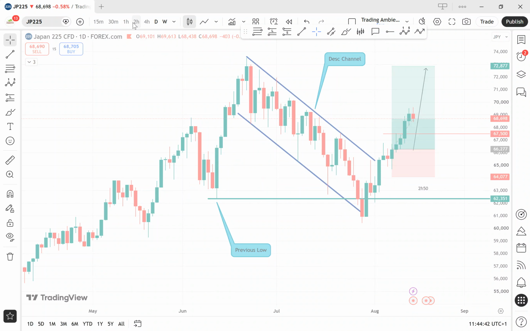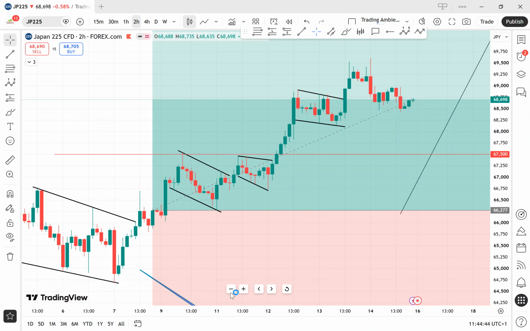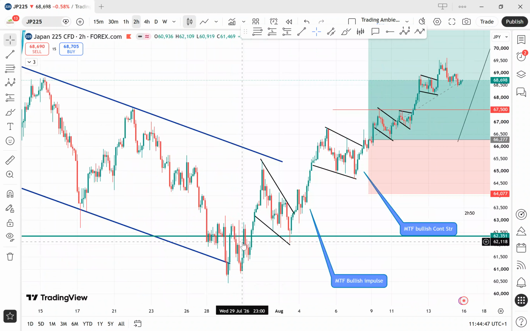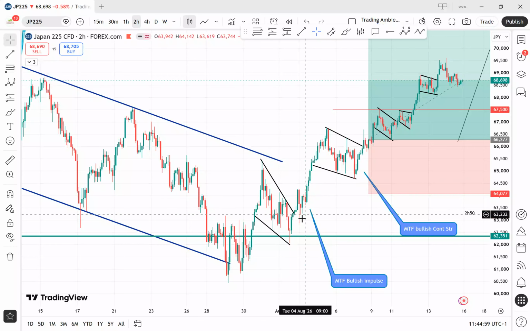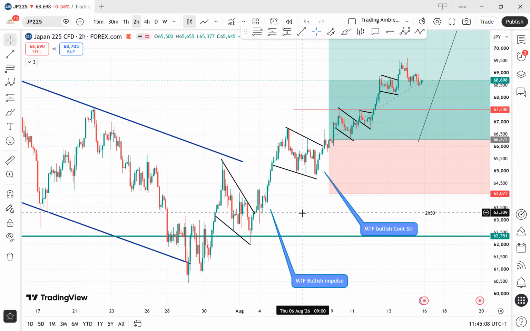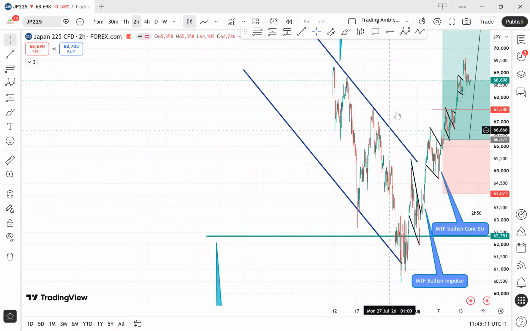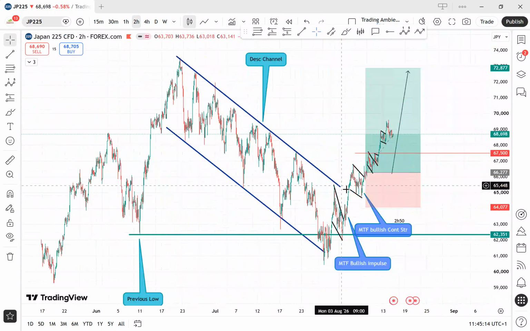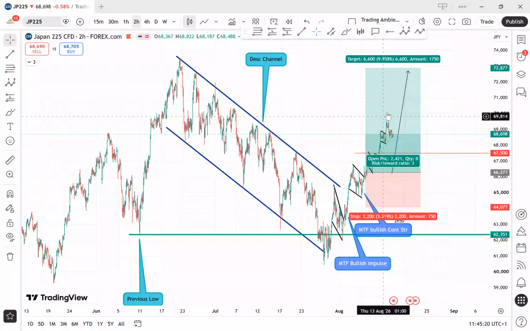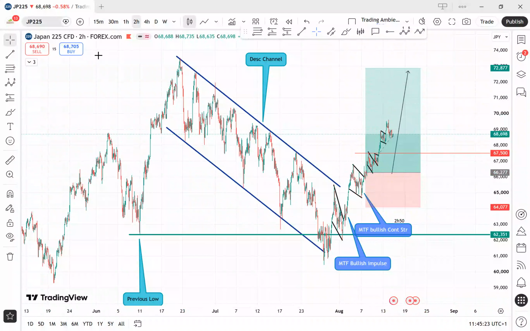So let's see how that panned out on the mid time frame. So the price pushed up here. We didn't enter the trade here because we are not sure if it will keep correcting downwards or push higher. So the price broke out with a bullish impulse and printed a bullish continuation structure. So we placed our entry just right above this continuation structure, stop loss below it. The price took us in, and we have been moving higher since then on JP225.